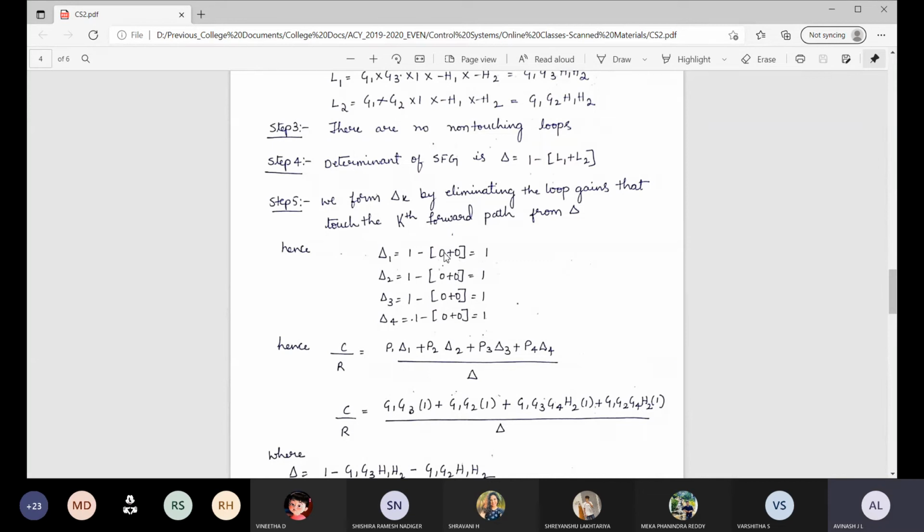Delta 1, delta 2, delta 3, delta 4, all will become 1, 1, 1, 1. So P1, P2, P3, P4. That is C by R will be equal to what? P1 delta 1 plus P2 delta 2 plus P3 delta 3 plus P4 delta 4 divided by delta.